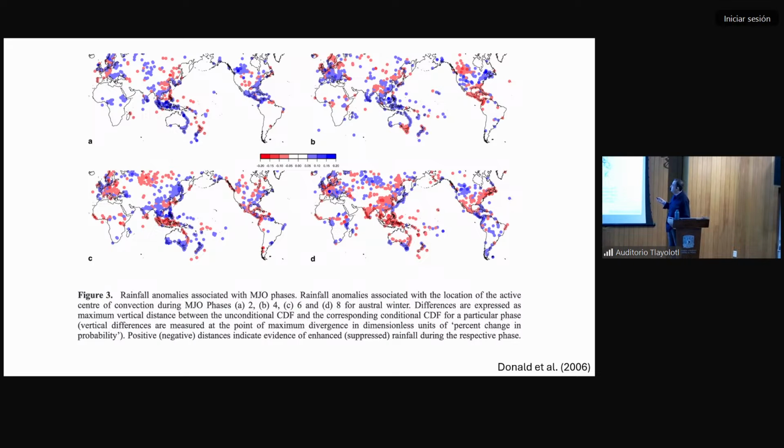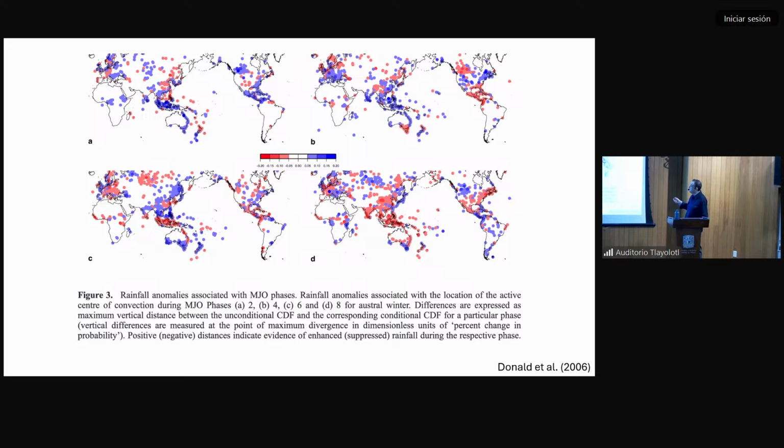And we can see, for example, if we focus on Mexico and Central America, when the oscillation is in phase 2, all this region has enhanced precipitation. But when we are in phase 4, look at this. It changed. All this region has suppressed precipitation. So there is a relationship. There is a teleconnection between what's going on in the Indian Ocean and what's happening in Mexico.